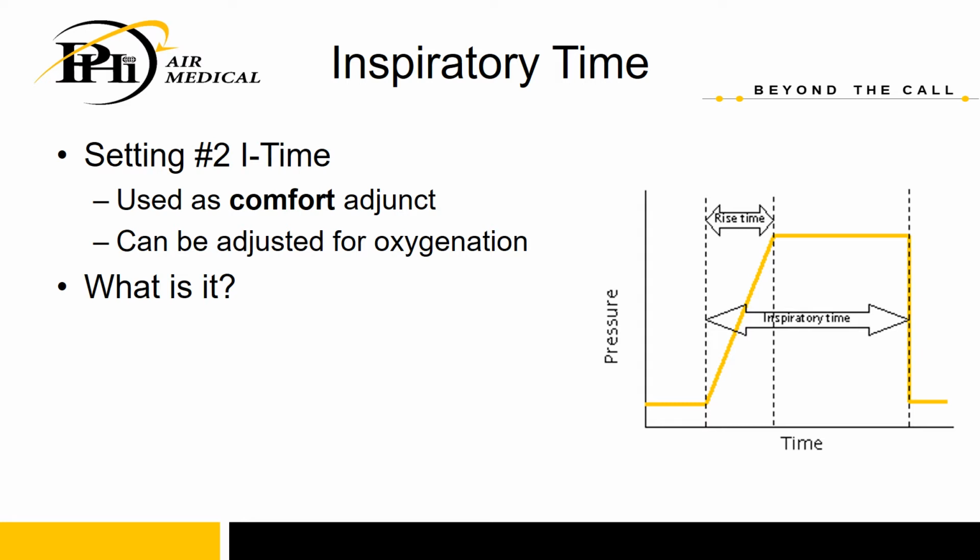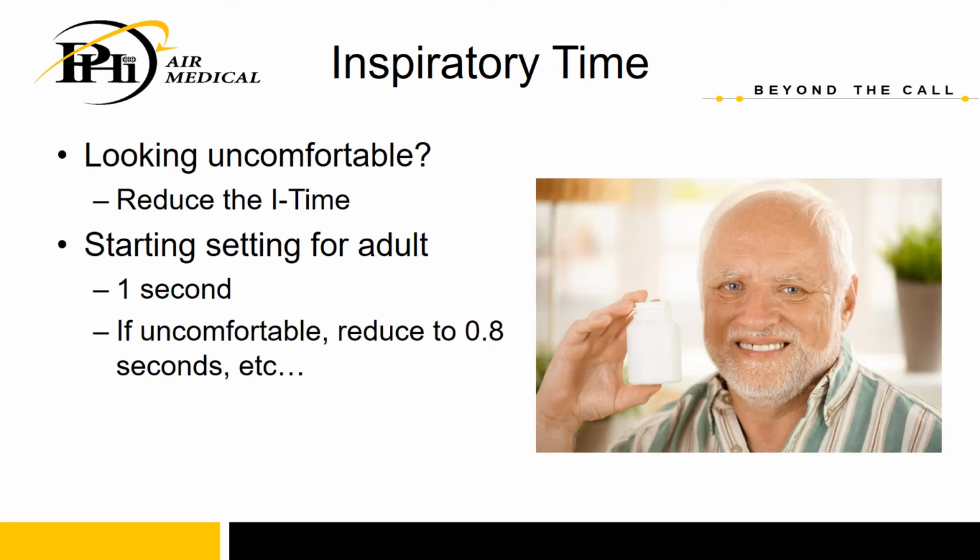But really, what is I time? It is the amount of time it takes the patient to receive their full breath. In adults, we have the starting setting of about a second, and we can manipulate that if they look uncomfortable. So you have somebody who looks extremely uncomfortable, they're taking a lot of spontaneous breaths even though they're being really well sedated. Maybe they are biting on the tube, or they look like they're trying to suck on the tube to initiate breaths. Oftentimes that may not be a problem with the respiratory rate that you've set, but a problem with the inspiratory time that you have set.